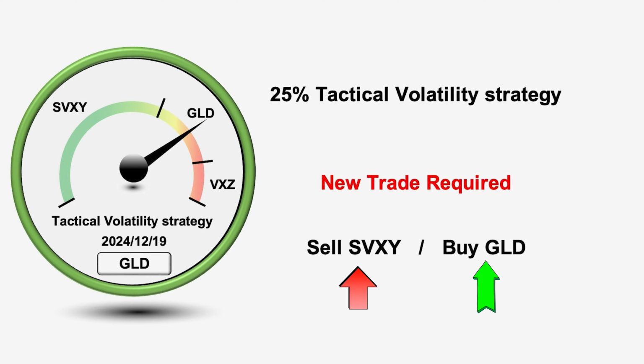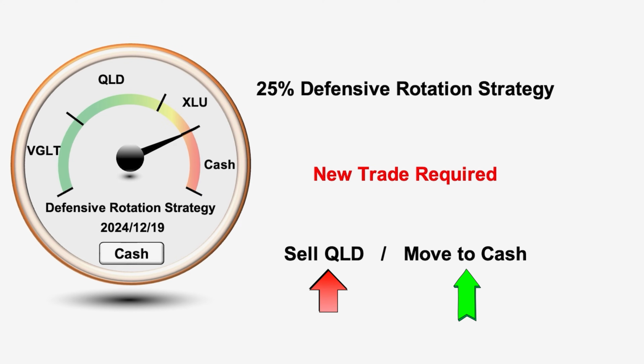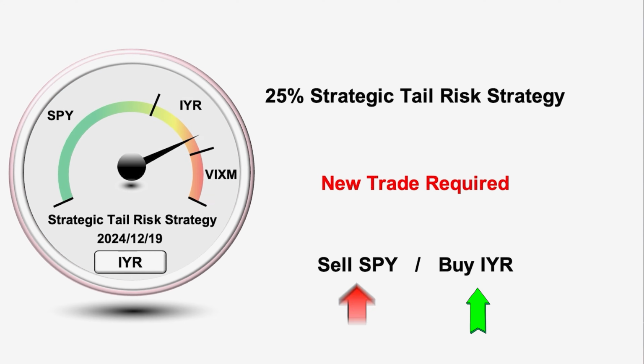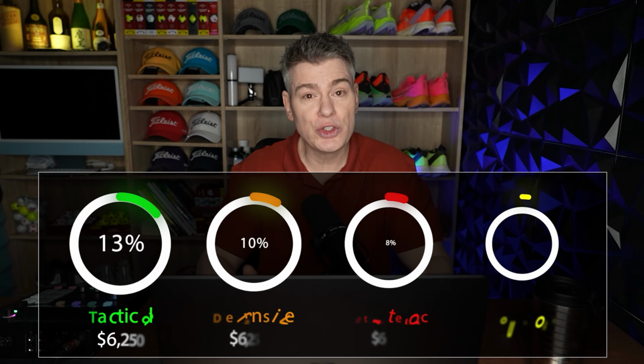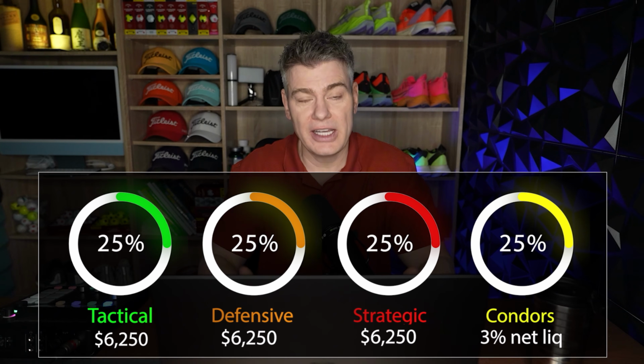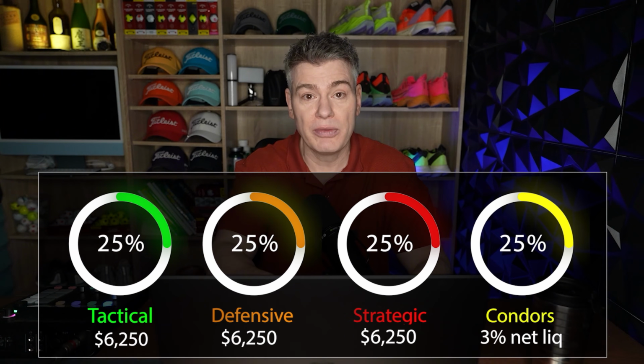So we've got a sell SVXY, buy GLD in tactical volatility, sell QLD and move to cash in defensive rotation, and sell SPY and buy IYR in strategic tail risk. And remember, new trades get that 25% allocation, so $6,250. I just sell 3 of them, buy 2 of them, and I'm done.